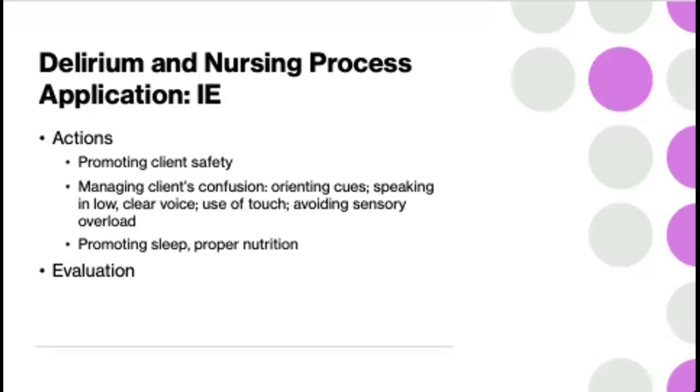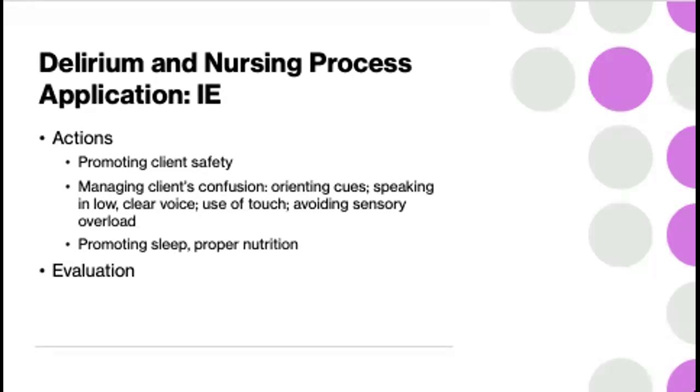If we're talking about managing the client's confusion, you want to make sure that you're speaking to them in a calm approach. We want to use realistic reassurance. We want to make sure that we're facing our clients when we talk to them. Use simple communication, short, simple sentences. Provide orientation clues like their name, the time of day it is. Frequent reality reorientation.